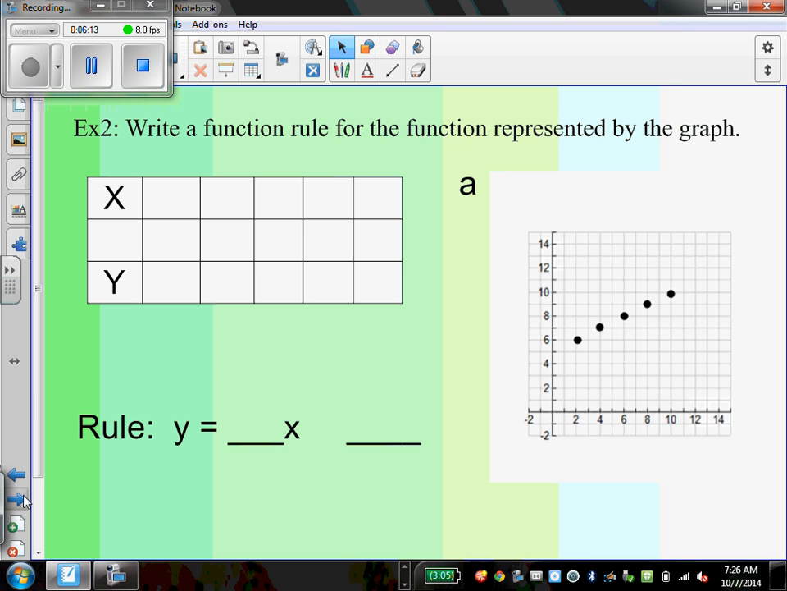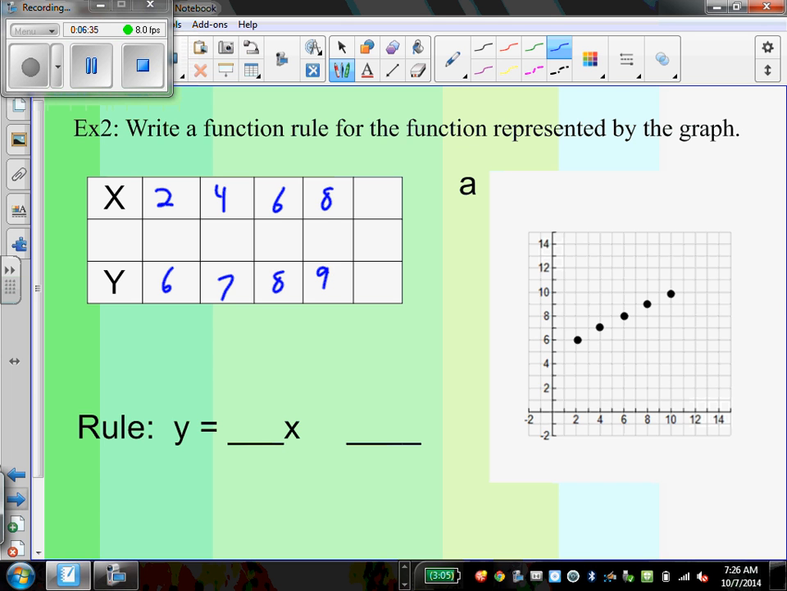Here's our new function. We're going to make a rule through this process. First, we have to find our points and write down the coordinates. First point that we have for this particular example is 2, 6. Then we have 4, 7. Then 6, 8. 8, 9. And 10, 10. All right, we have our points written.